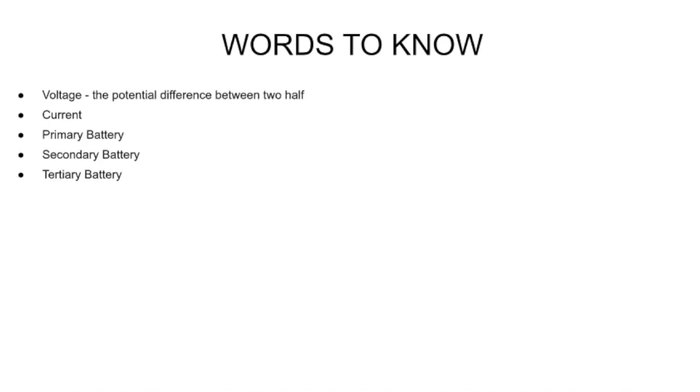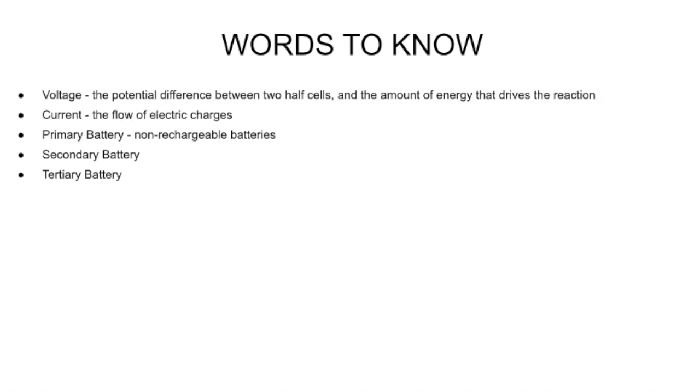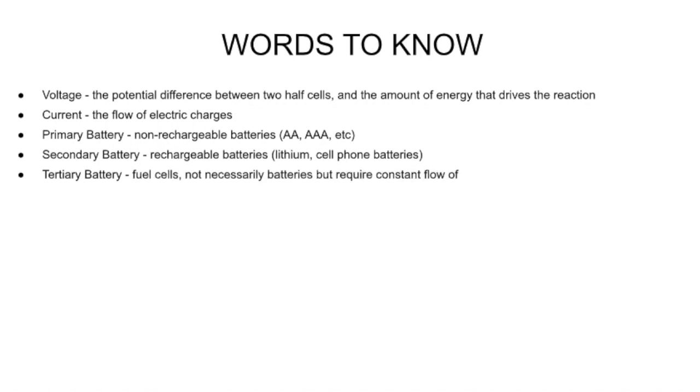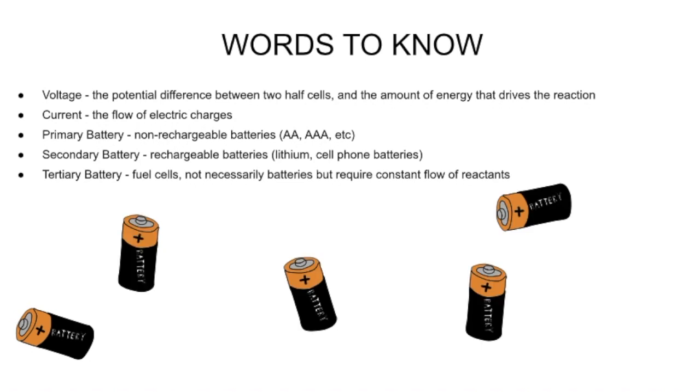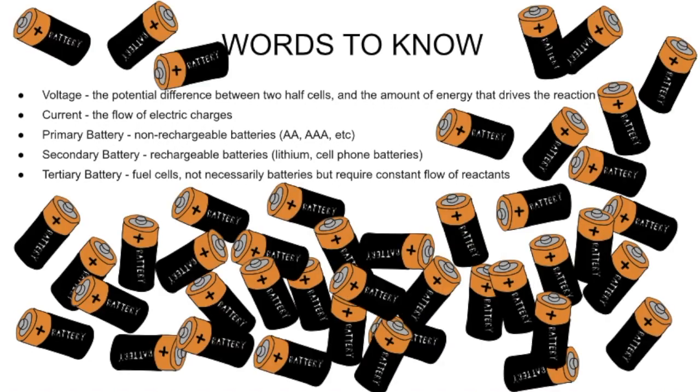Voltage is the potential difference between two half cells and the amount of energy that drives the reaction. Current is the flow of electric charges. Primary batteries are non-rechargeable batteries, secondary batteries are rechargeable batteries, and tertiary batteries are fuel cells.